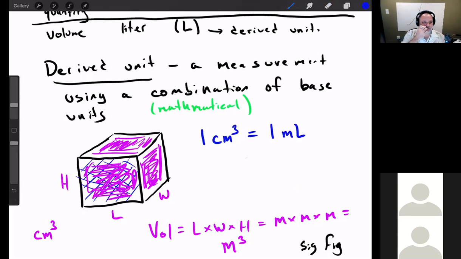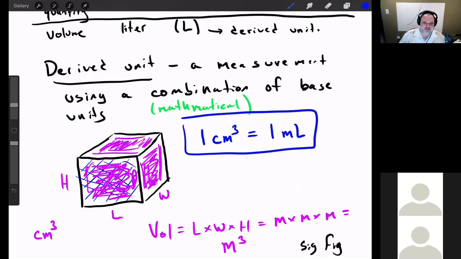Doing great. I love the participation in chat. All right, so this is something that you should write down in your notes and commit to memory. We'll be using it a bit later on.